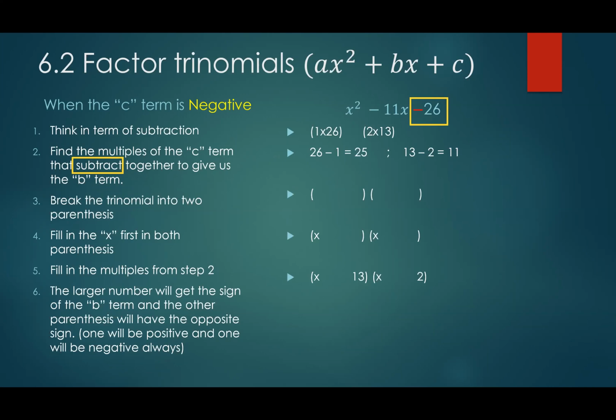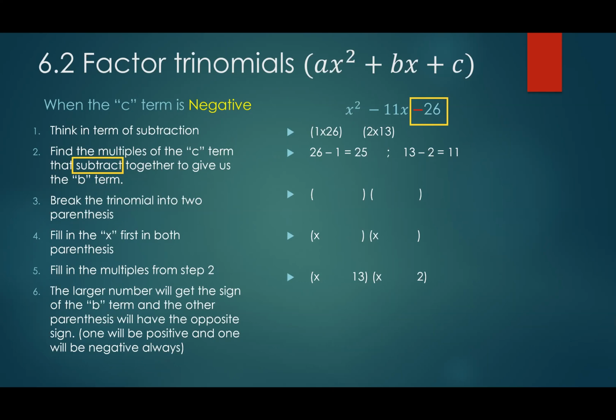If you think in terms of subtraction, when do you subtract? Reminder, in order for you to subtract, they have to have opposite signs. Remember I mentioned earlier in chapter 2, same sign we add, opposite sign we subtract. So one of them has to be positive and one of them has to be negative. And if you remember, I said the same sign we add and opposite sign we subtract and keep the sign of the larger number. That is the same rule we apply here, ladies and gentlemen.